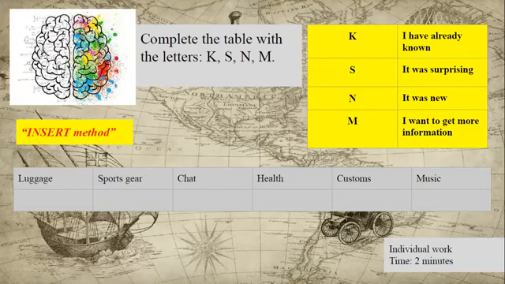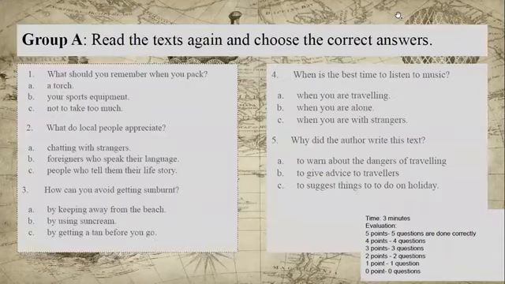After completing this task, students continue reading tasks, and now they should read the text again for specific information and do the task. Group A should read the text again and choose the correct answers. Time 3 minutes. Evaluation criteria are presented to this group.